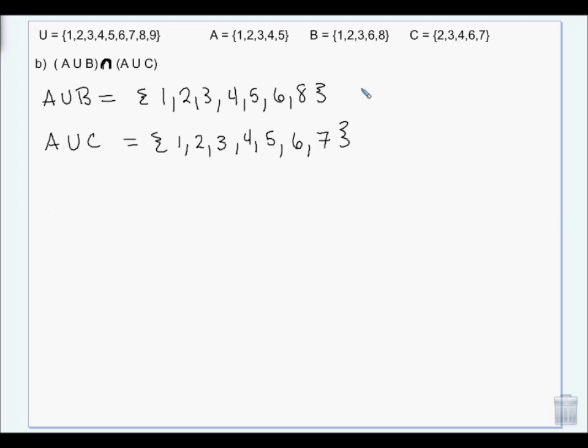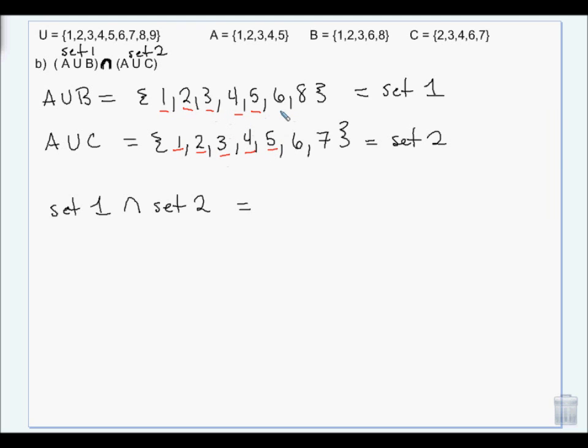So if I want to, I'll call that just set 1, and I'll call this set 2, right? So now if I want to intersect those, they have a 1 in common, a 2, 3, 4, 5, and 6. What they don't have in common is this 7 and 8. So my intersection is 1, 2, 3, 4, 5, 6.